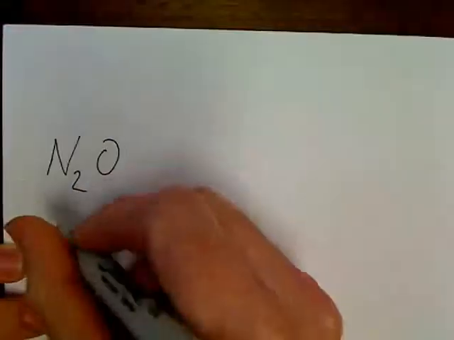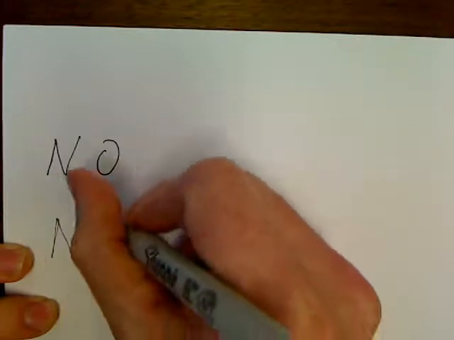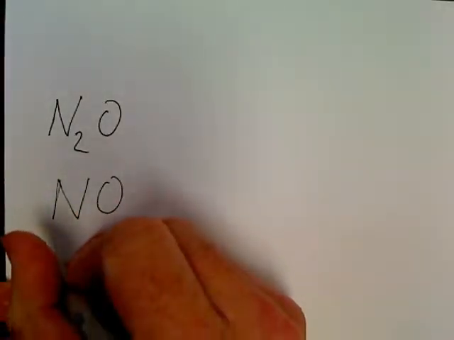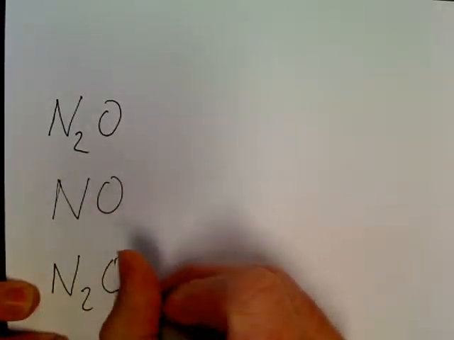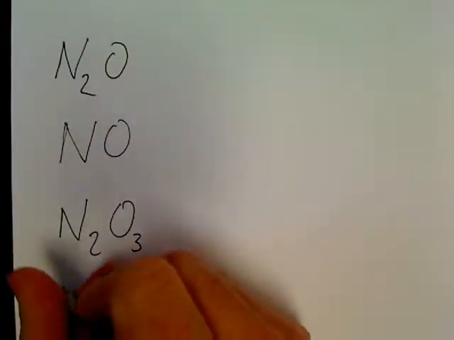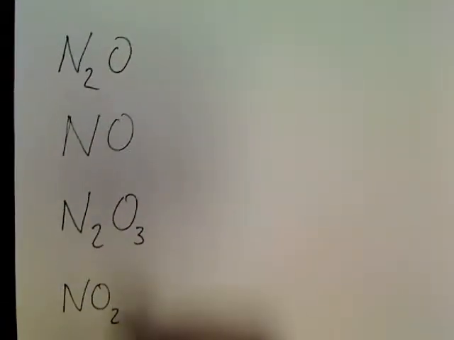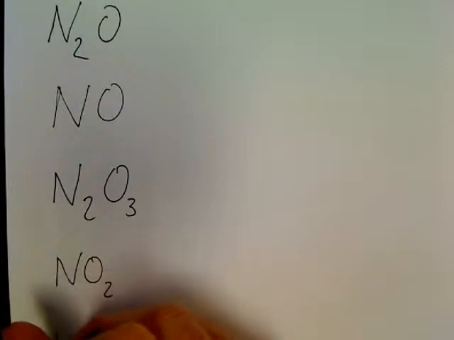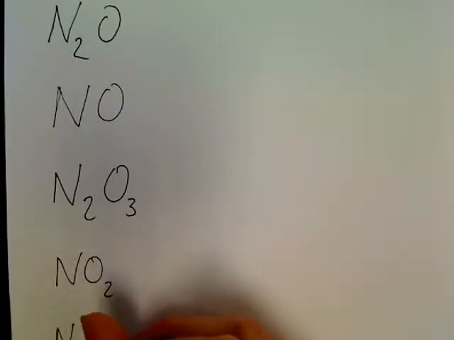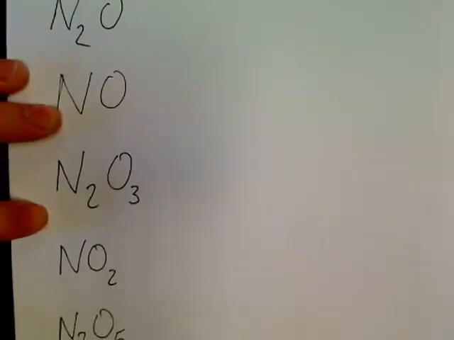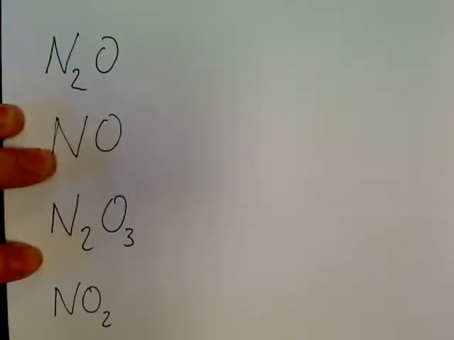N2O. NO is the second one. N2O3. NO2. And then the next one I've got is N2O5. So there's my 5. So look, 5 different combinations of N and O.